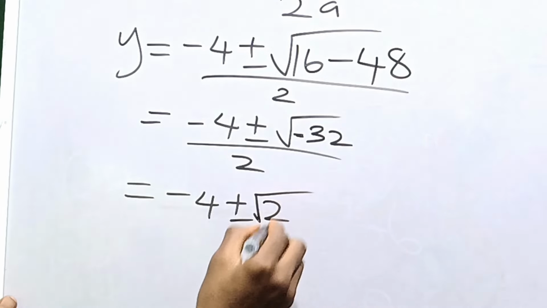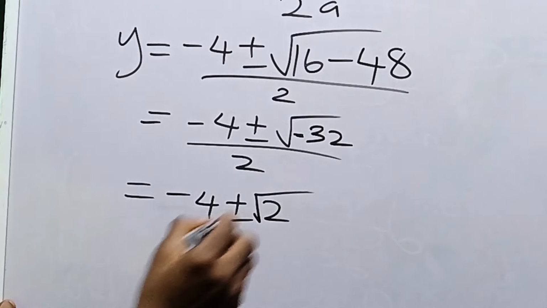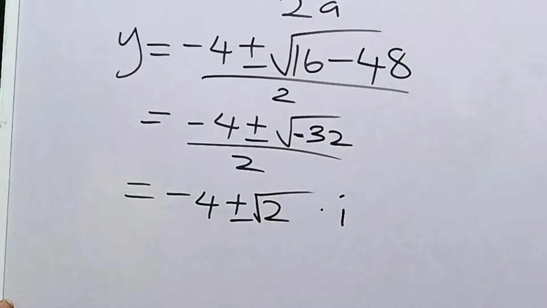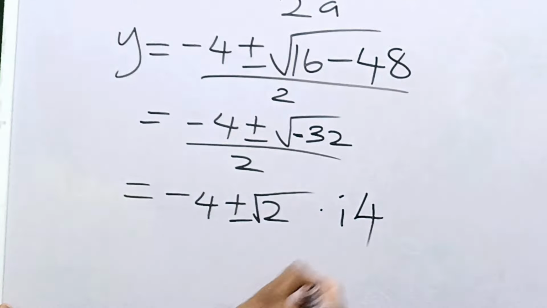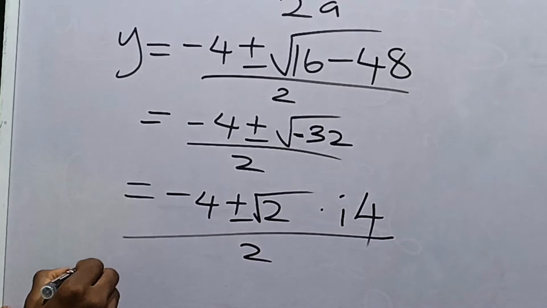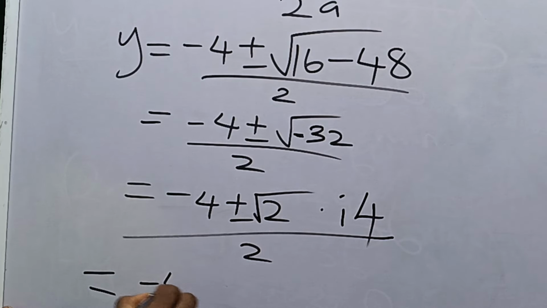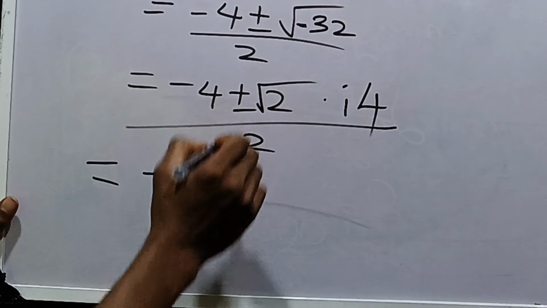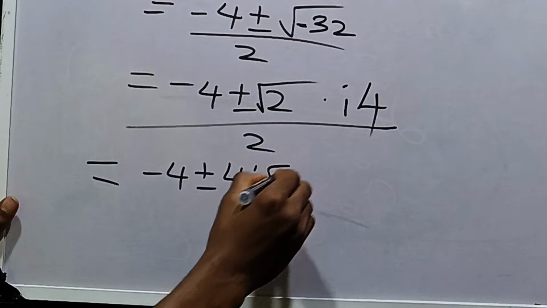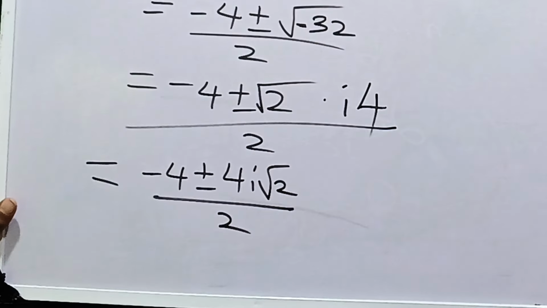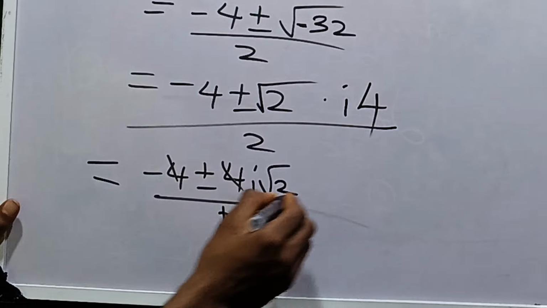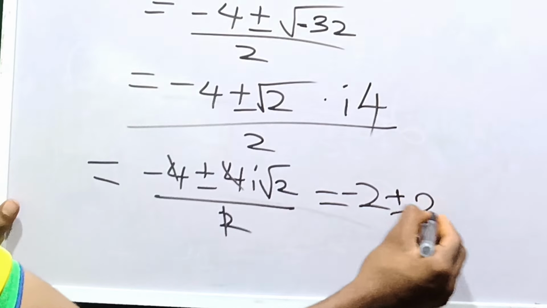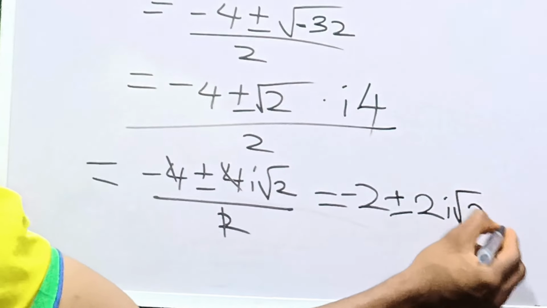This is equal to minus 4 plus or minus another square root. So the square root of negative 1 is i, so you can say that this is multiplied by i, times the square root of 16, which is 4, divided by 2. Now this is equal to minus 4 plus or minus 4i root 2 divided by 2. 2 will strike 4 to give us 2. So this is minus 2 plus or minus 2i root 2.